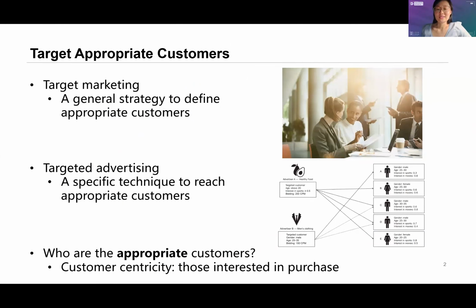The word target is not a new concept. Traditionally, target marketing refers to a general strategy which identifies consumers with similar attributes and trying to reach them. Targeted advertising shares the same goal with target marketing, but it is not a general strategy. Instead, it is a specific technique.